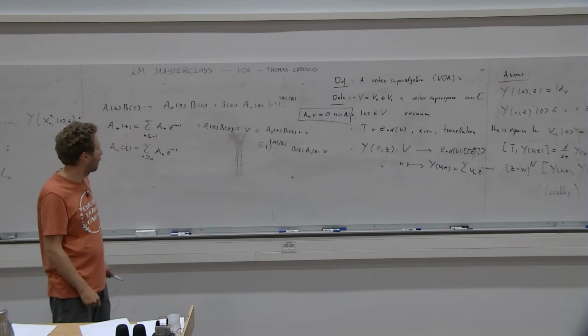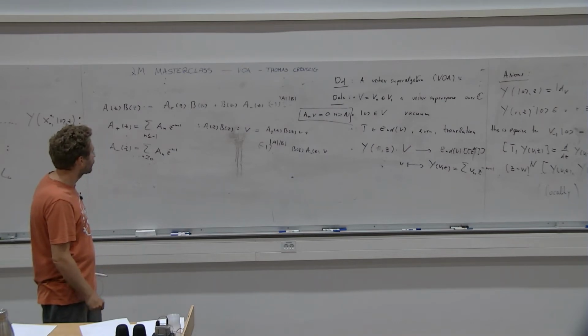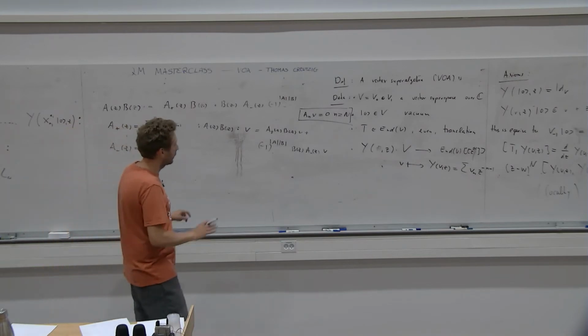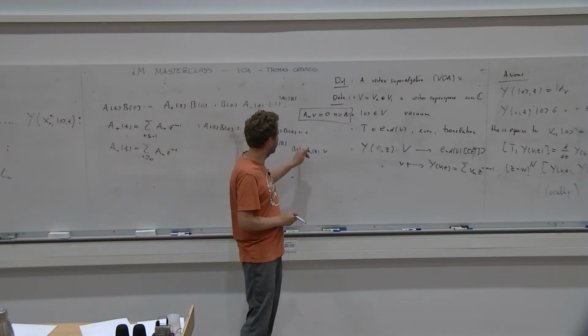So just to check, this is well defined if A and B are smooth. The action of the normally ordered product is well defined on any smooth module.